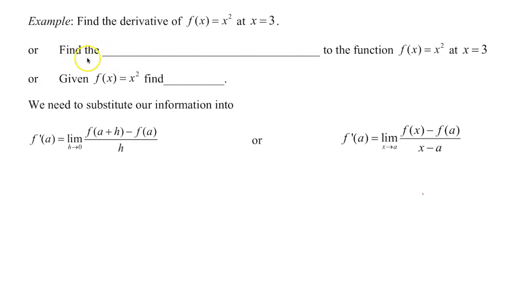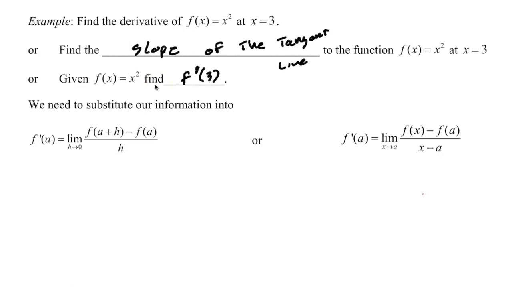They could also say, find the slope of a tangent line to the function f of x equals x squared at x equals 3. Or they could say, given f of x equals x squared, and they could use notation, find f prime of 3. So there's three ways to ask the same question, right? They can say just find the derivative of x squared at x equals 3. They could say find the slope of the tangent line to the function f of x equals x squared at x equals 3. Or you could say, given this x squared, find f prime of 3.